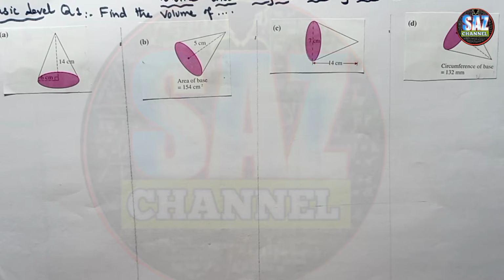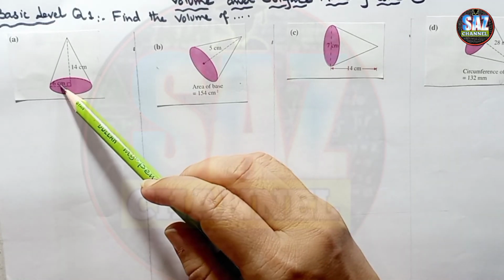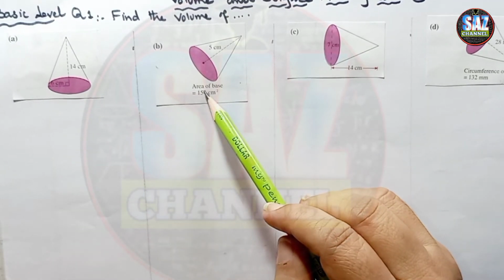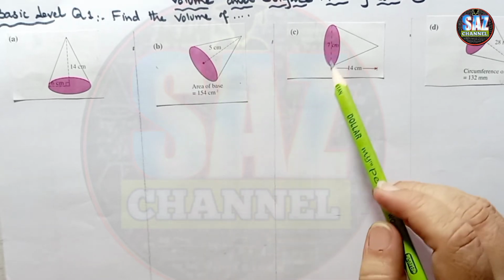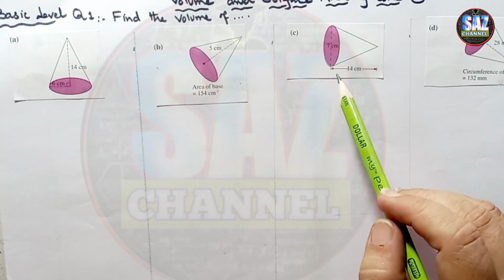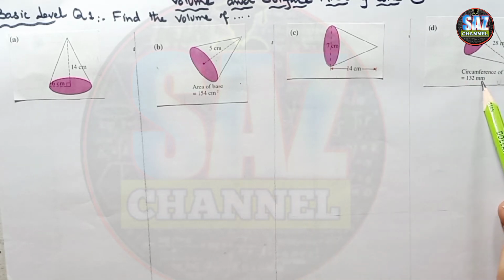In this lesson, I will be discussing question number 1, basic level. Question 1 says, find the volume of each of the following cones. In this question, we are given different situations. In the first question, we are given height and base radius. In the second question, area of the base is given and height of the cone is given. In the third situation, the diameter is given and height is given. And in the last one, the circumference of the base is given and height of the cone is given.